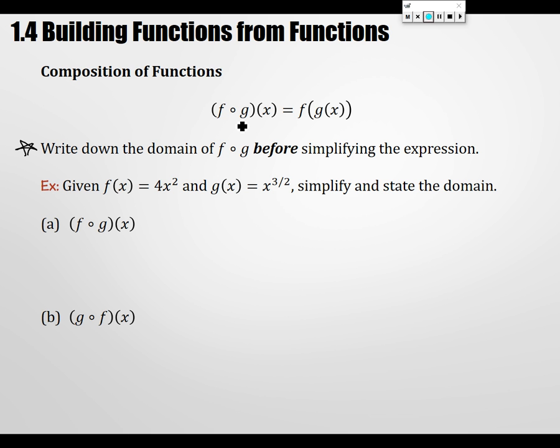I'll call on volunteers in a minute to give me the algebraic expressions for a and b, and then call on two people to do that. And then we'll take volunteers to come up with the domains, because again, that's I think a little trickier.